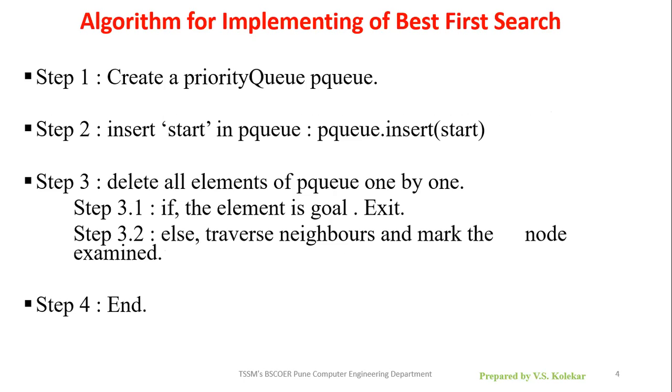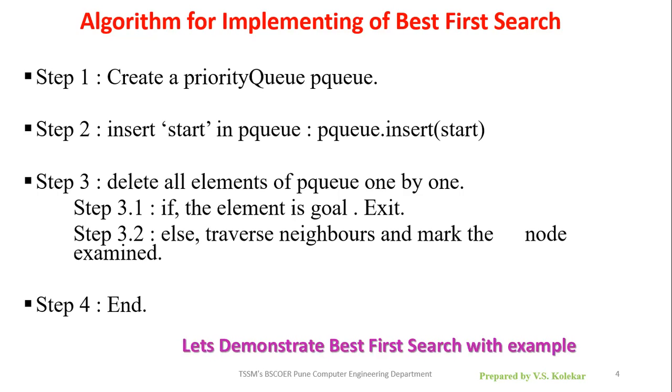So, methods for implementing the best first search. First step, we have to create a priority queue and insert the start node in the priority queue, and we have to visit each node by deleting the element from the priority queue. If the element is a goal, meaning we have reached the destination, then this method will exit. Otherwise, we have to traverse and search each and every neighbor and mark it as examined. Until we have visited all the nodes, the third step is executed in iteration.